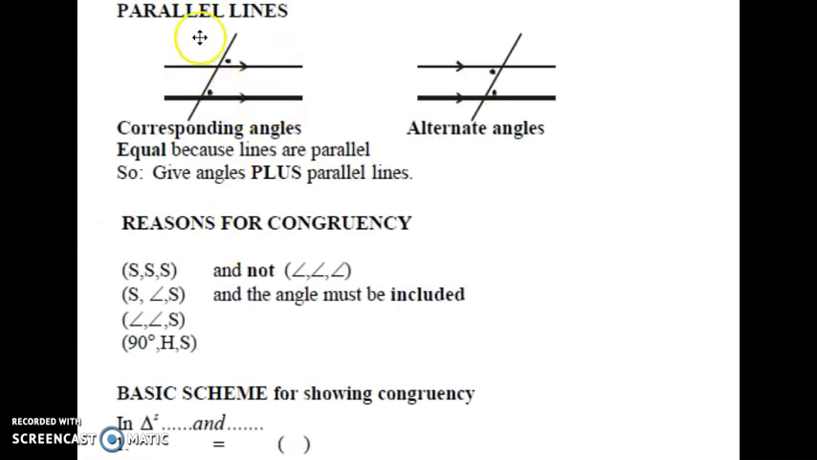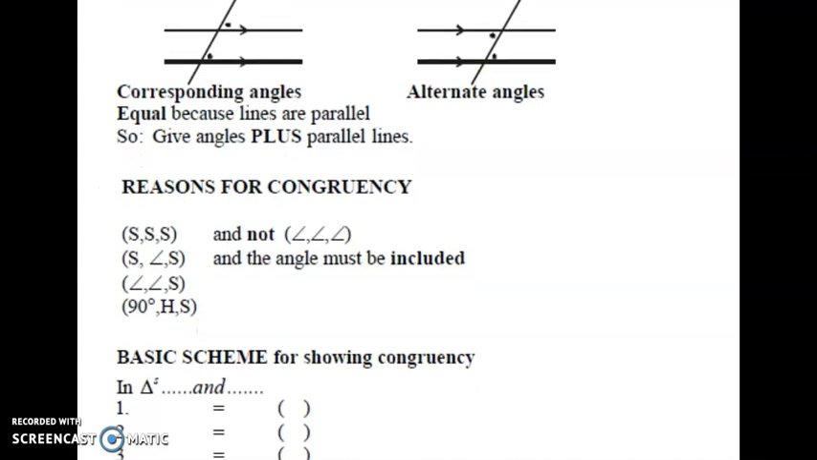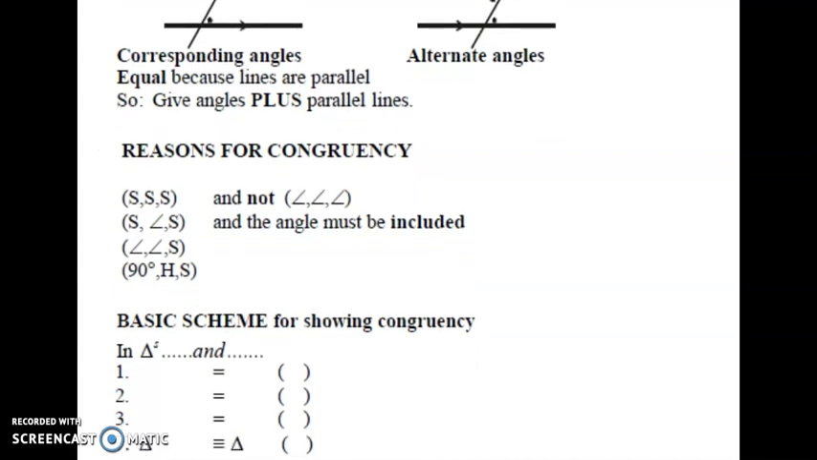Just a reminder, in parallel lines, we find that there are corresponding angles forming an F and alternate angles forming a Z. So when I have angles between parallel lines or around parallel lines, I must still observe those properties as well. We will look now at how to write out a proof of congruency.